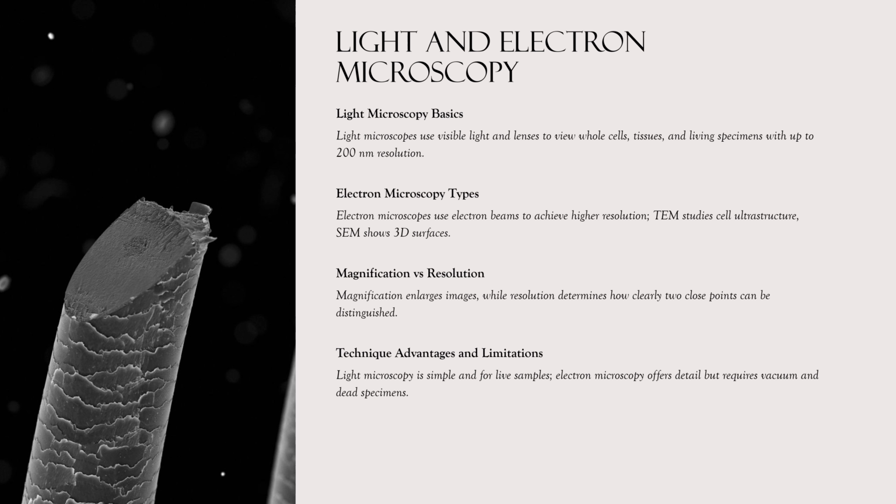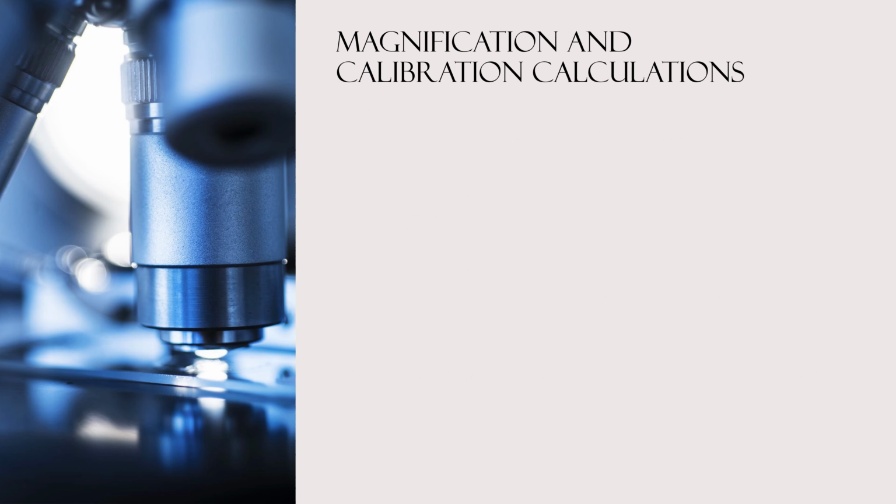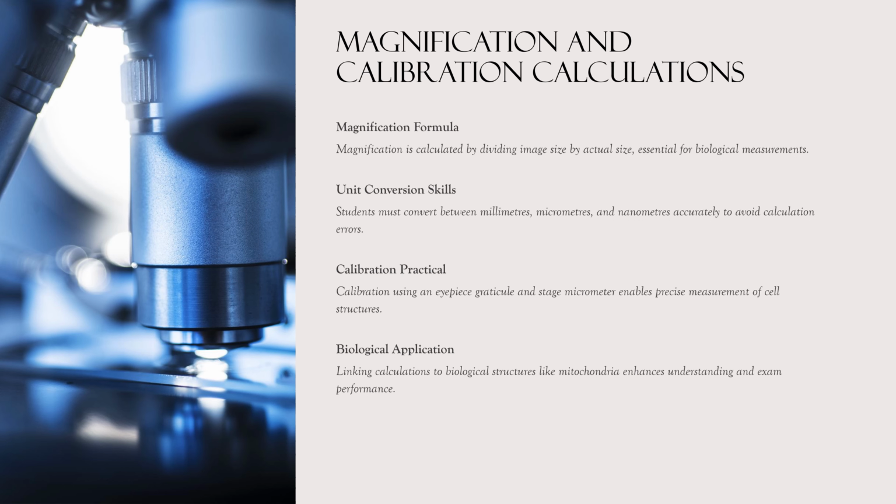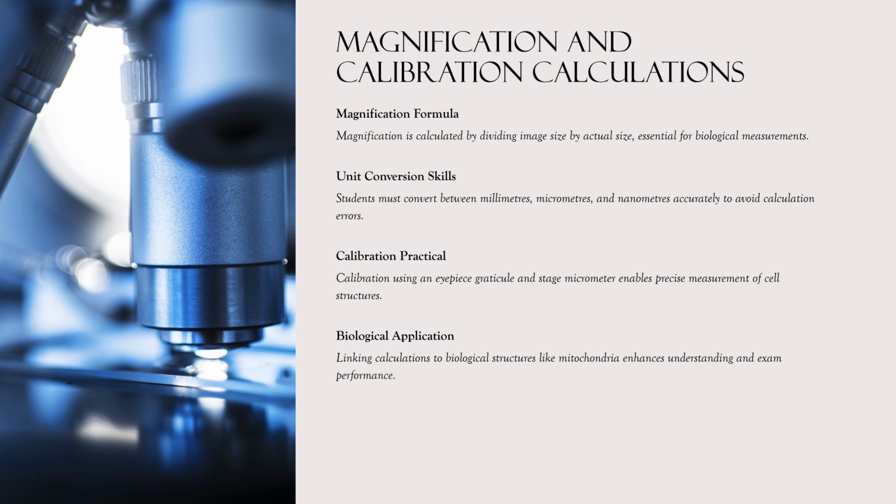Transmission electron microscopes, TEM, allow detailed study of cell ultrastructure, while scanning electron microscopes, SEM, produce three-dimensional images of surfaces. However, electron microscopy requires a vacuum and extensive sample preparation, meaning specimens must be dead. Resolution refers to the ability to distinguish two close points as separate, while magnification is the degree of enlargement. Magnification is calculated using the formula magnification equals image size divided by actual size. Students must be able to rearrange this equation and convert between units such as millimeters, micrometers, and nanometers.